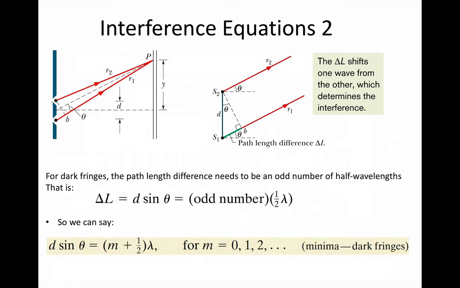For dark fringes, the path length difference needs to be an odd number of half wavelengths. So that is, delta L, which is d sine theta, has to equal some odd number times half a wavelength. So we can sum that up most easily in the equation at the bottom: d sine theta equals m plus a half times lambda, where m again is 0, 1, 2, etc. This is the equation for the dark spots on the screen.